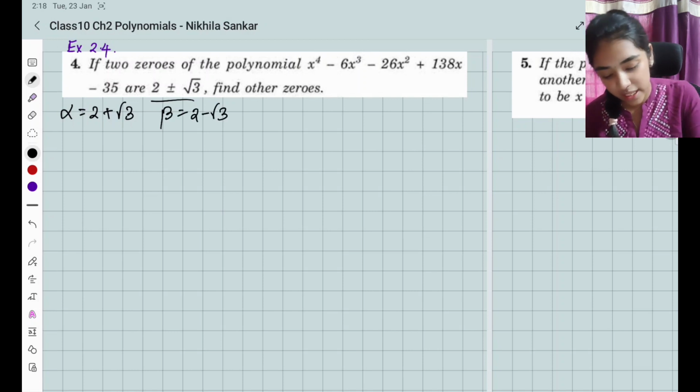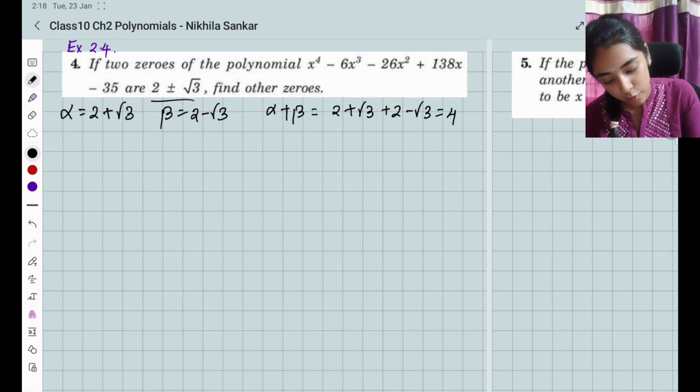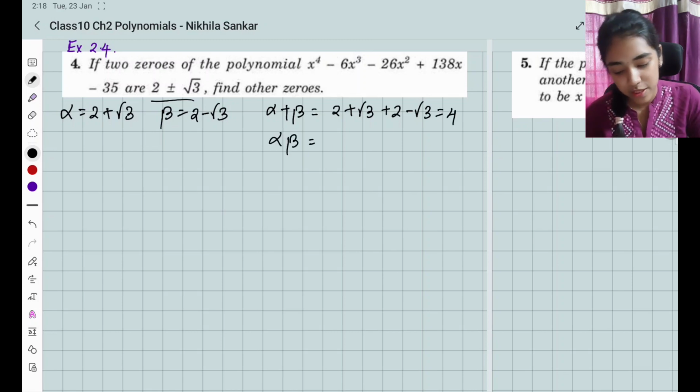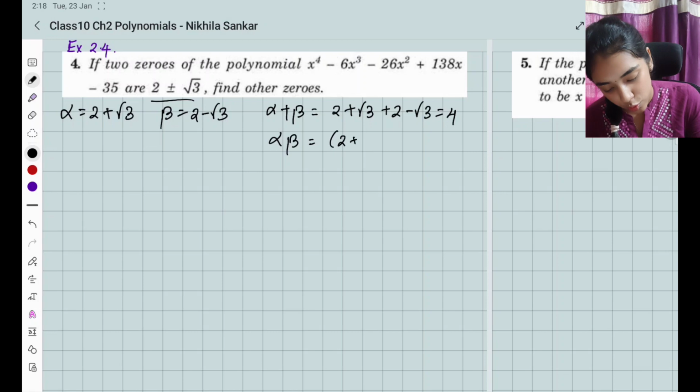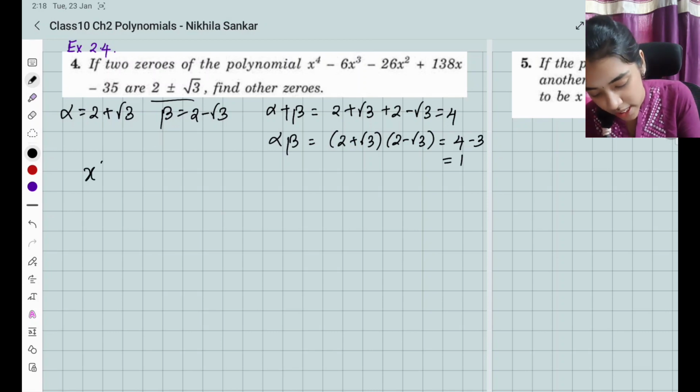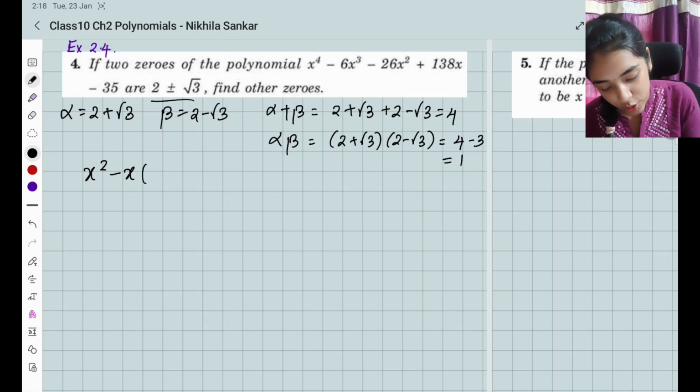So how do you find the equation? You have alpha plus beta equals 2 plus root 3 plus 2 minus root 3. So this is going to be 4. Then alpha beta equals the (a plus b) into (a minus b) formula, 2 plus root 3 into 2 minus root 3. So this is going to be a square minus b square. So you have 4 minus 3, which is going to be 1. So what is the equation? x square minus x into the sum of zeros, which is plus 4, plus the product of zeros. So this is going to be x square minus 4x plus 1.